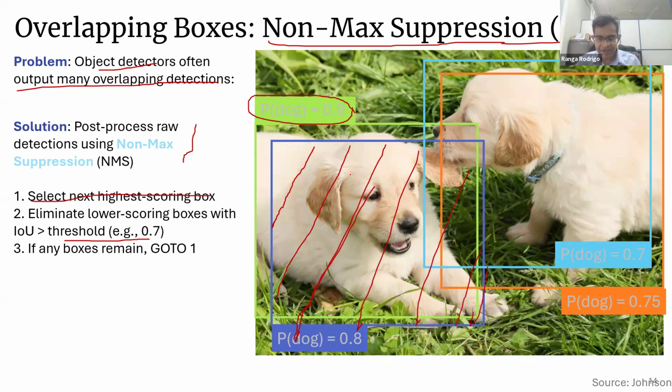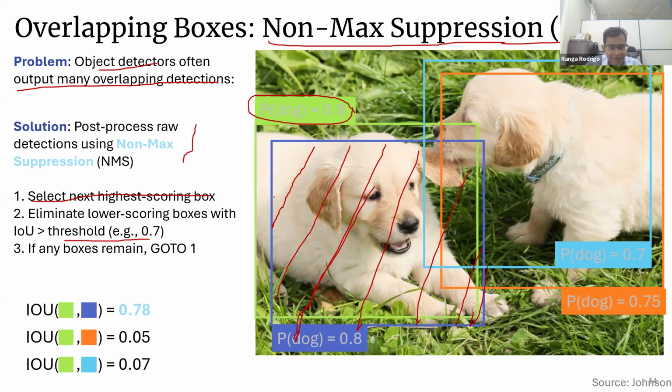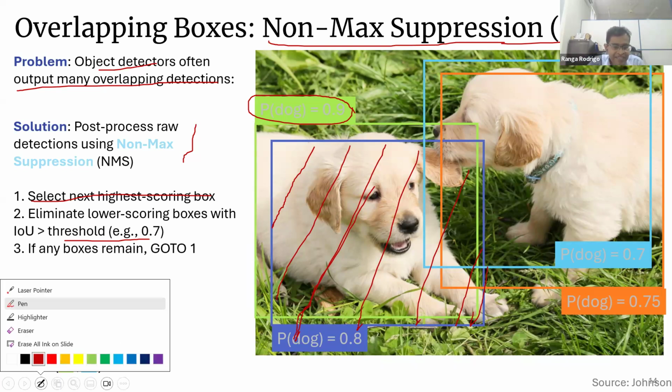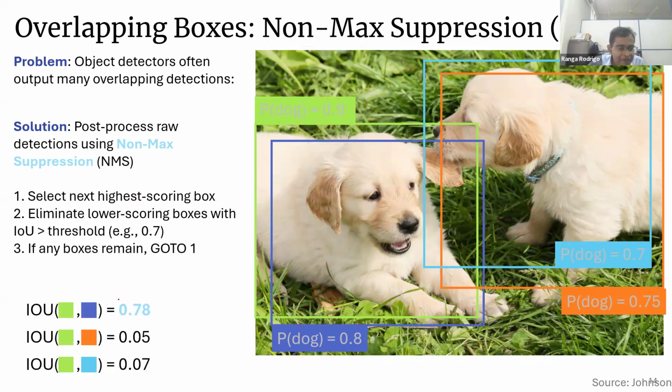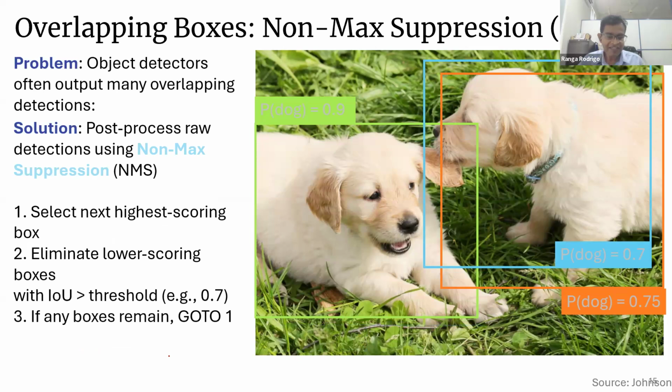Then pick the next largest one, which is 0.775. With it, are there overlaps? Like that we consider. For example, the IOU, intersection over union, between the green one and the blue one is 0.78. The green one and the orange one is 0.05. The green one and the light blue one is 0.07. Therefore, we eliminate that 0.78 box.